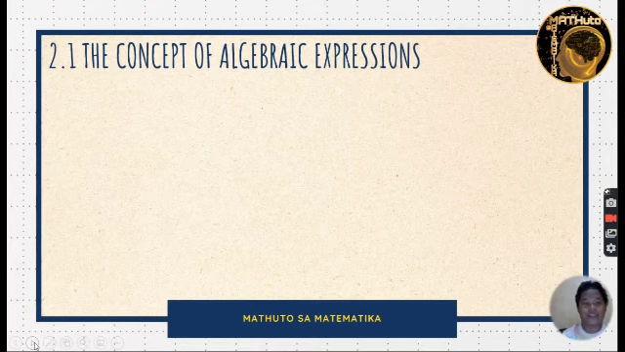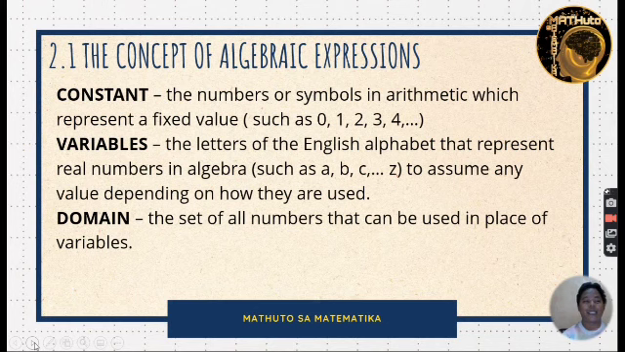So, talakayin muna natin ang concept of algebraic expression. Meron tayong mga terms na i-define para malaman po natin kung ano po ito sa mga susunod pong mga slides. Pag sinabi po natin constant, it is a number or symbol in an arithmetic which represent a fixed value such as 0, 1, 2, 3, 4. So, pag sinabi po natin constant, ito yung does not change po. Hindi na po nagbabago. Constant na po siya.